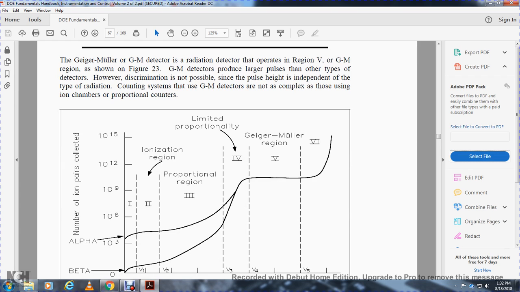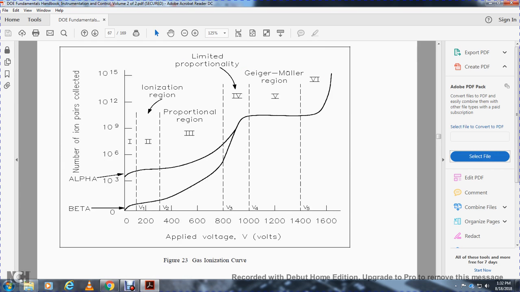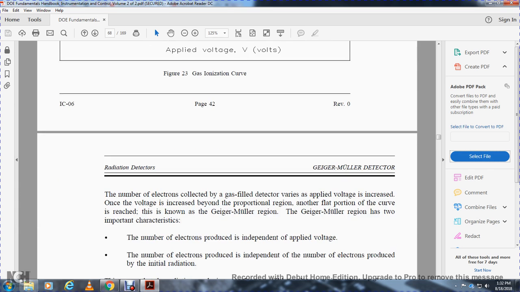Ionization region, proportional region, limited proportional region, Geiger region, with applied voltage from 0 to 1600, the gas ionization curve. The number of electrons collected with the gas-filled detector varies with the applied voltage. Increasing the voltage beyond the proportional region, another flat portion of the curve is reached, known as the Geiger-Muller region.